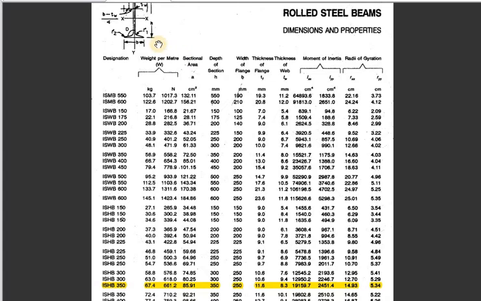What is the thickness of web? This vertical portion is the web. What is the thickness of web? It has been given for ISHB 350 as 8.3. What is IXX? It has been given as 19159.7. IYY is also given. The radii of gyration along the x-axis and y-axis are also given.